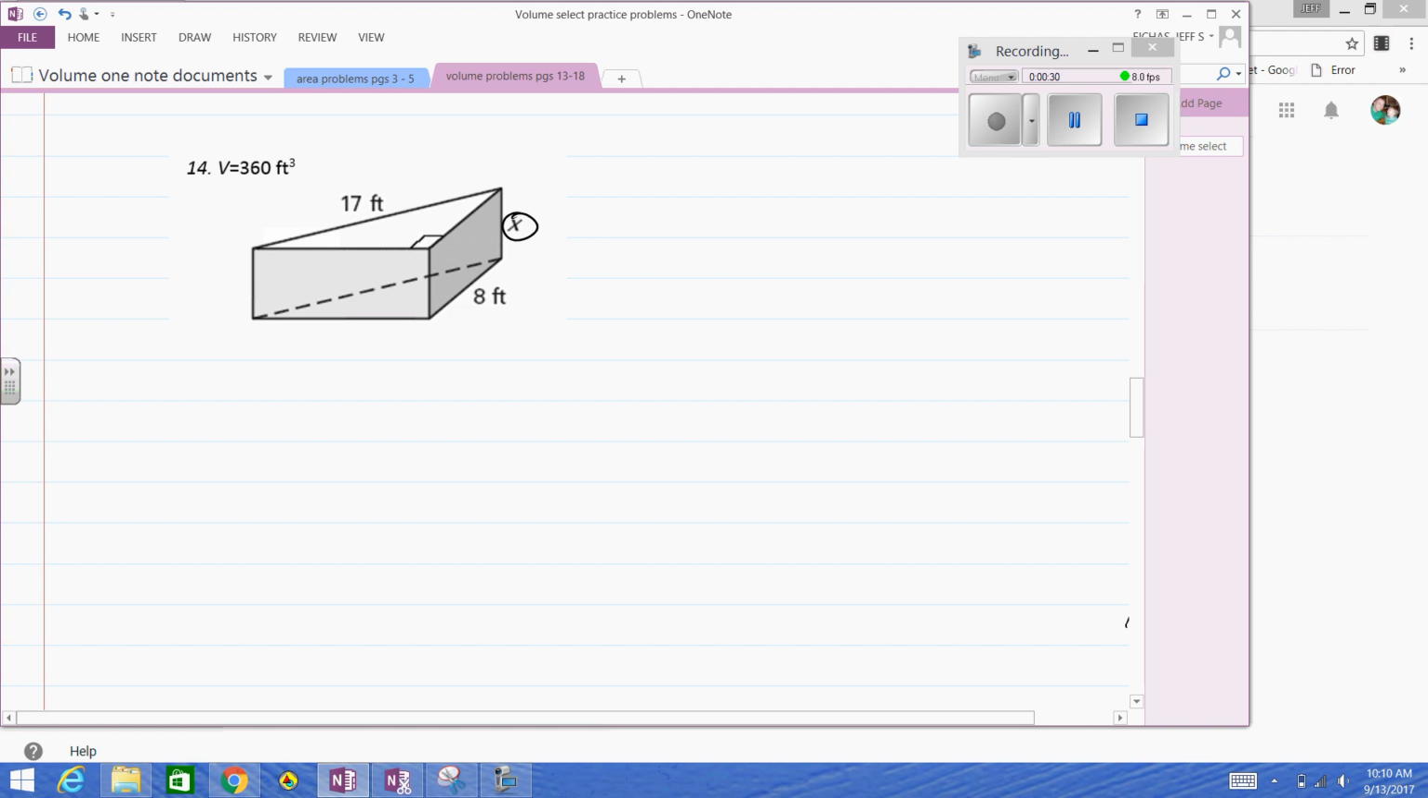The 17 is actually the hypotenuse of the triangle base for this prism. So we're going to have to use Pythagorean theorem to solve for, say, this dimension right here. That way we can get the base or the height of the triangle, and then we'll go with that as the height of the whole prism. So first, the volume formula is base times height.